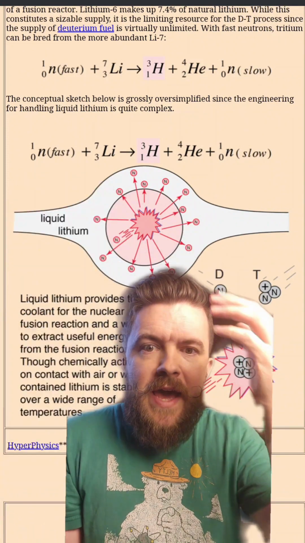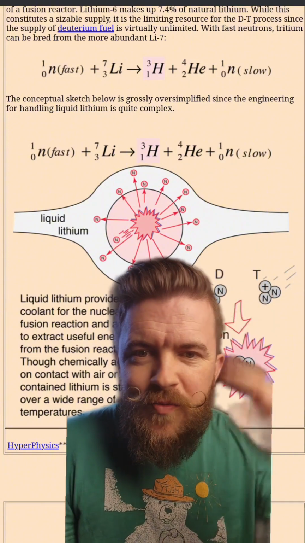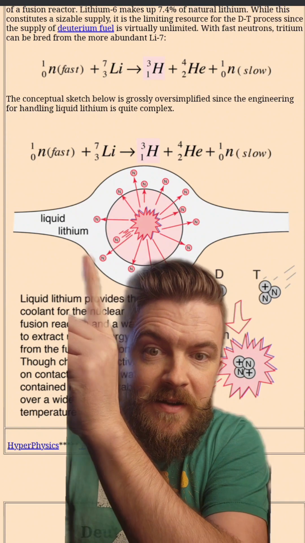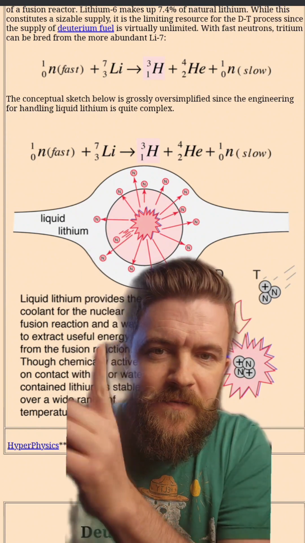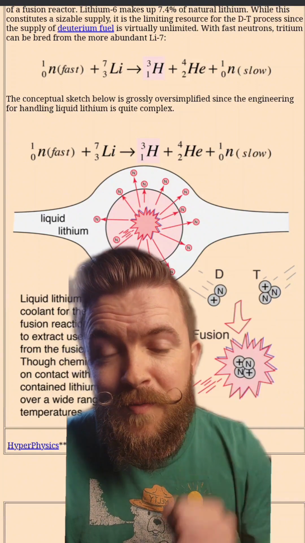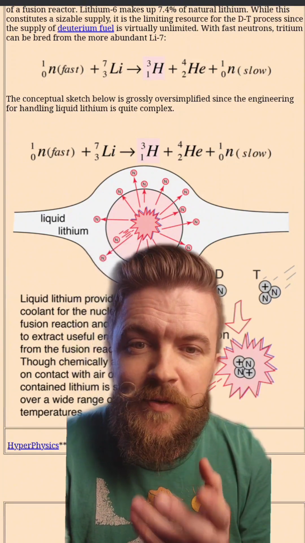These styles of reactors are able to create their own tritium indefinitely. And all you've got to do is give a feedstock of lithium and also feed in that more common deuterium. And that's where you get your deuterium and tritium ingredients for the future of fusion.